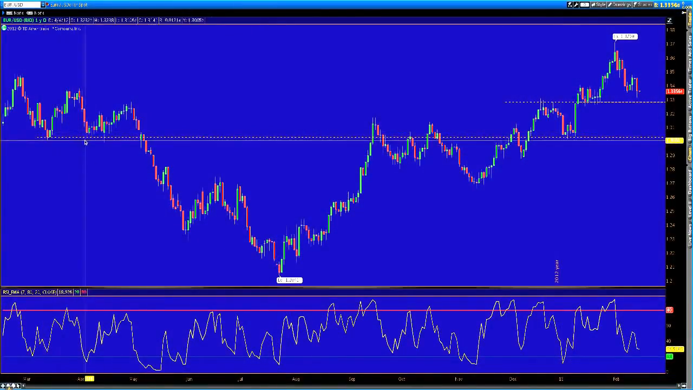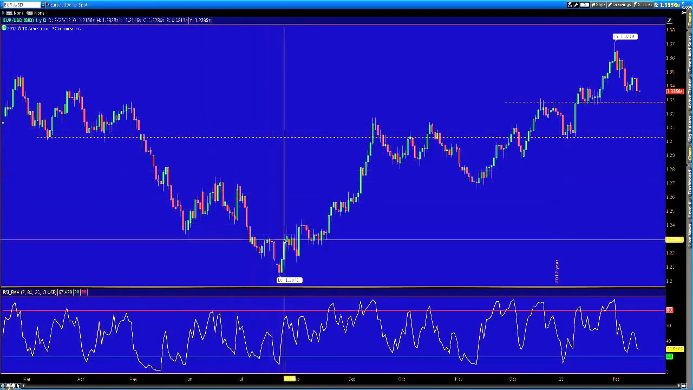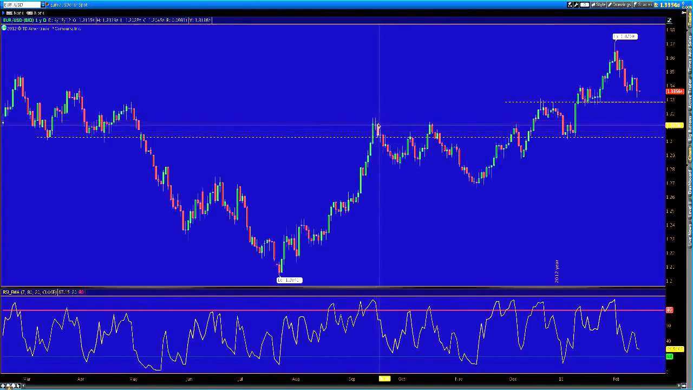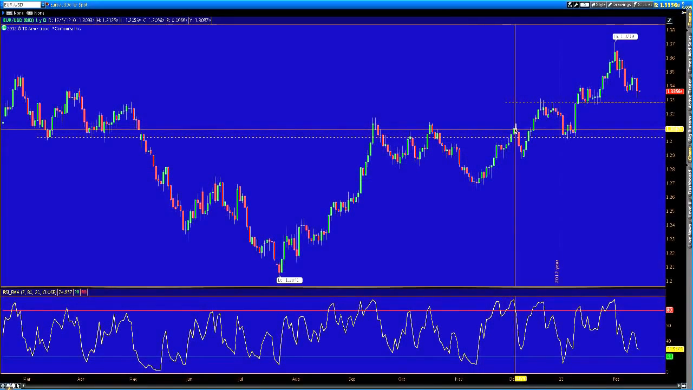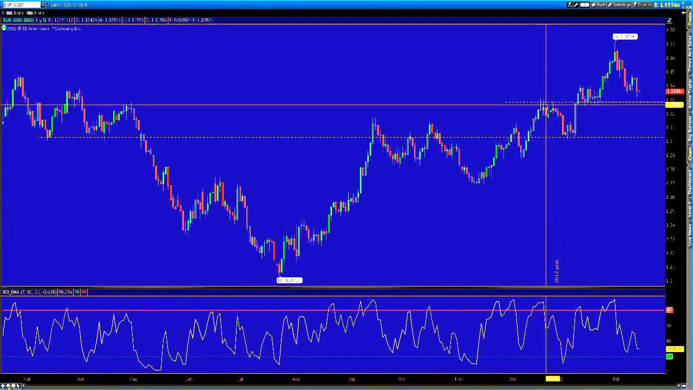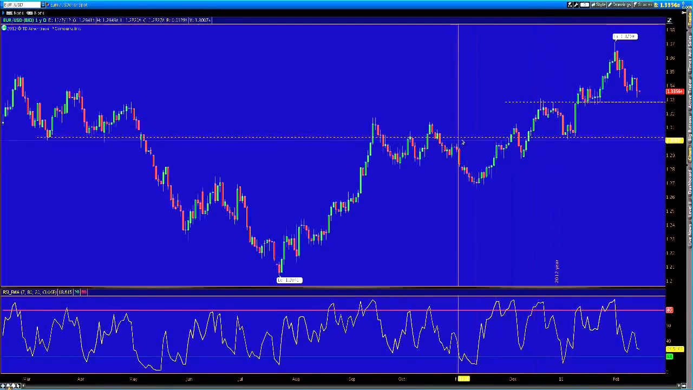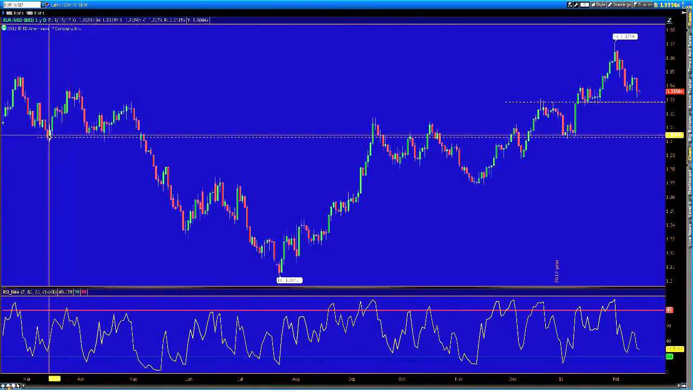Look at the support level back here. Okay, support level comes up. Boom, we find it. It holds. We find it again. It holds. We come down. It holds again. We finally get above it. We come back down in to test. Where do we test? We test right along that same ridge line.